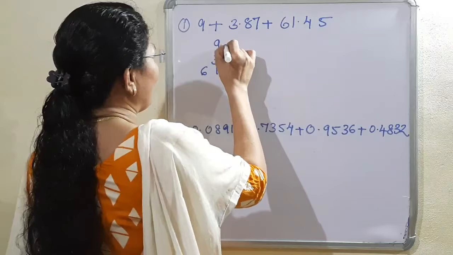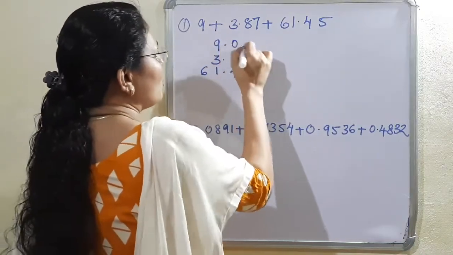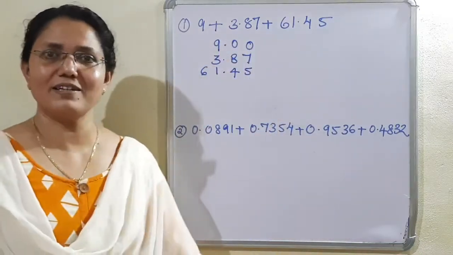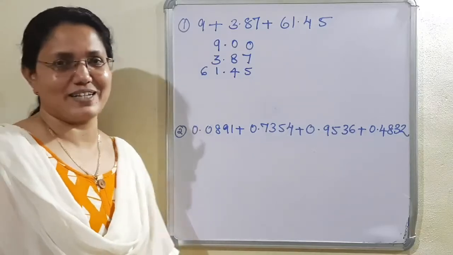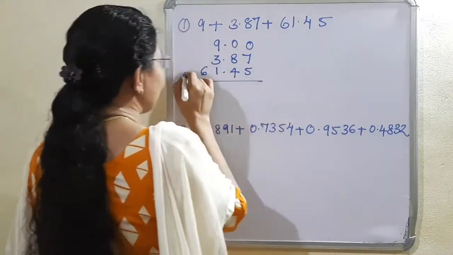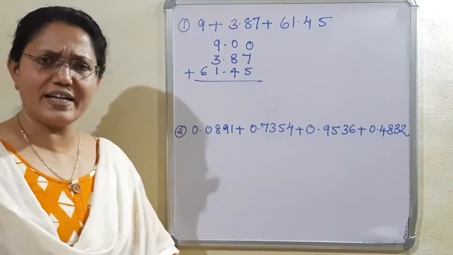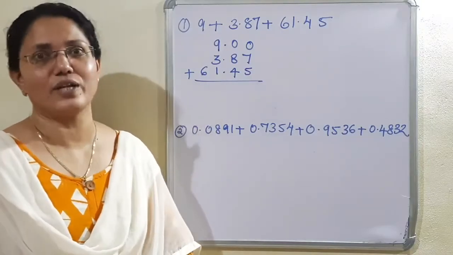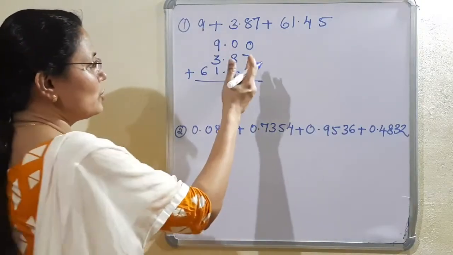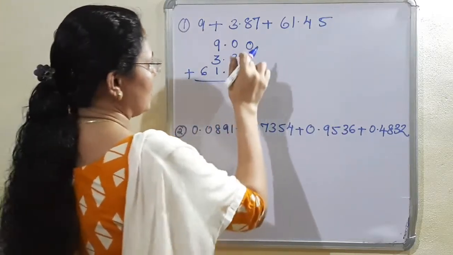Just put the decimal point in the same column and put 2 more 0s. Now the decimal numbers are like decimals. Okay, now we can add as usual. How we add whole numbers, in the same way we should add the decimal numbers also. Usually start from right to left.